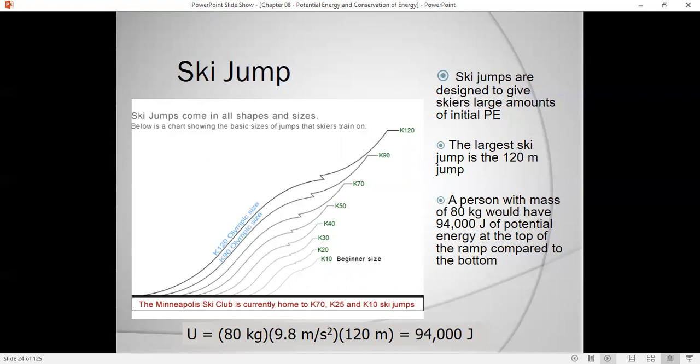But as you can see here, the Olympic ski jumps are anywhere from 90 to 120 meters above the end of the ramp. And that's pretty significant. You calculate your energy here. For an 80 kilogram person, multiply that times the acceleration of gravity. The 120 meter slope gives the skier an incredible amount of potential energy, 94,000 joules. So as they go down, all this energy is going to go from potential energy. Some will be lost due to friction, but the rest will be converted into kinetic energy.